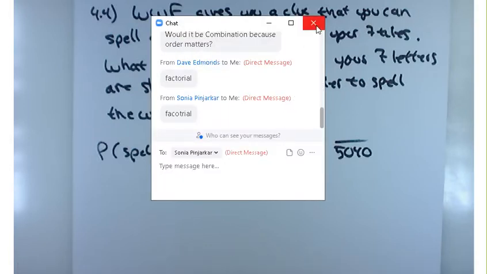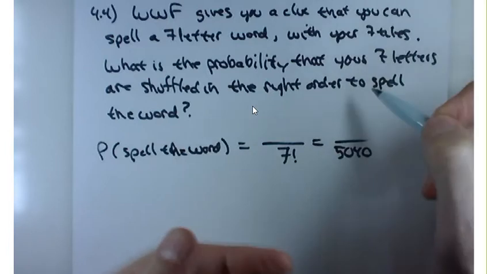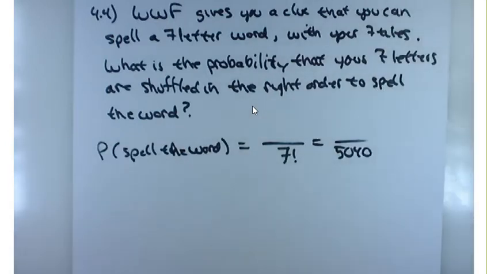So a couple people on the chat, thank you. It wouldn't be a combination because we're not taking some of the 7 letters and not using other ones. All right. You're using all of them, so it's 7 factorial.